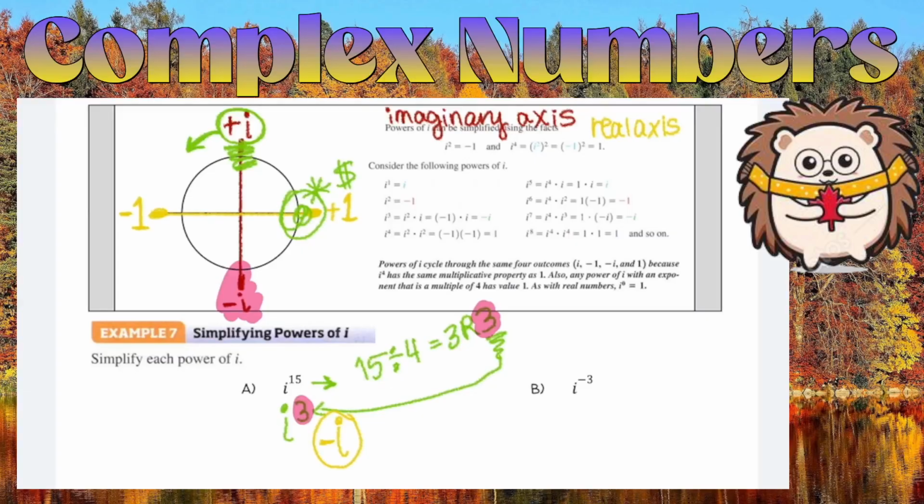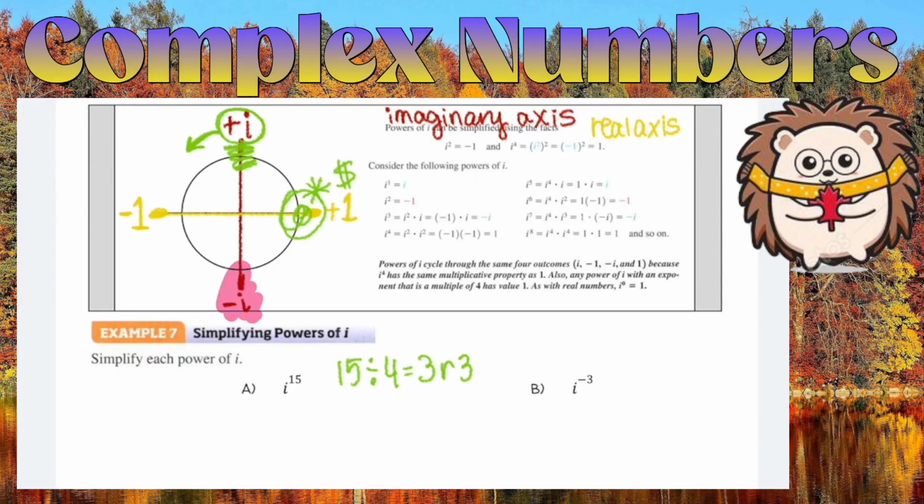Okay. So from the top, one last time. I'm going to do 15 divided by 4, and that's 3 remainder 3. The remainder 3 is what I'm going to rewrite with my power. So then I'm going to have i to the third. I start at i to the first, i to the second, i to the third. So that becomes negative i, and that's your final answer. Okay. So do what you got to do there.